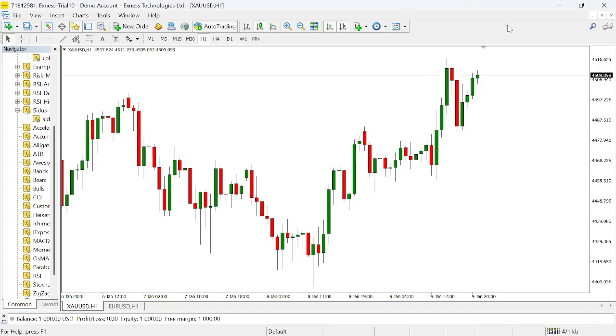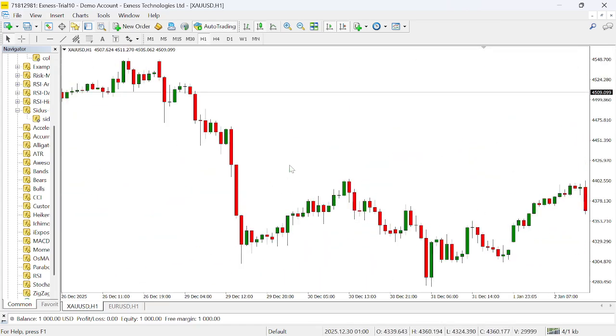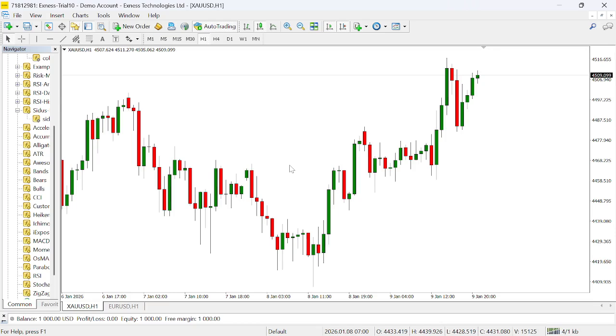Hi traders, in this video we are looking at the Sidus Indicator for MT4. This trend following tool combines two moving averages and the relative strength index to detect trend direction and generate clear buy and sell signals. In this video, you will see how the indicator works, how signals are presented, and which trading rules are described.